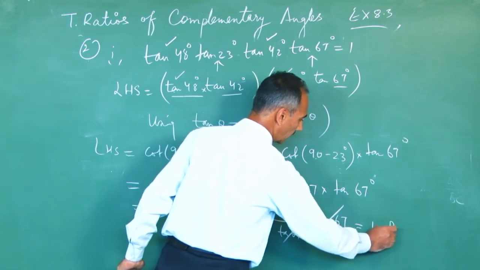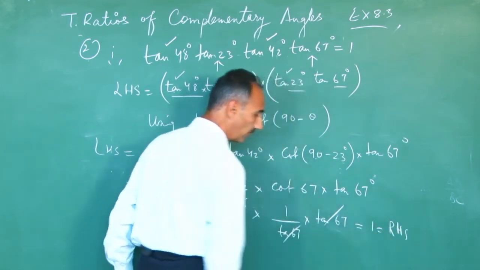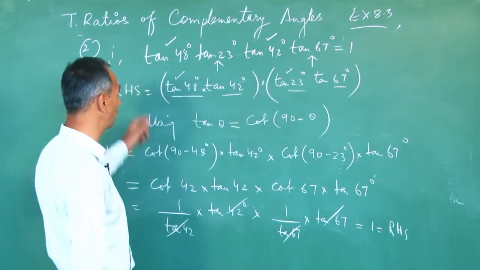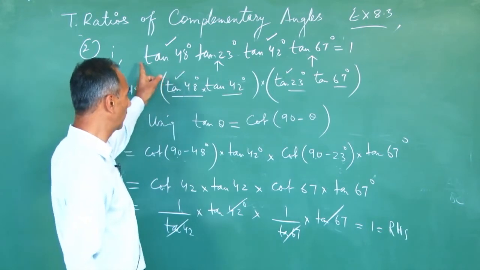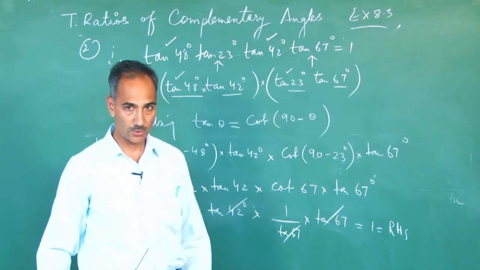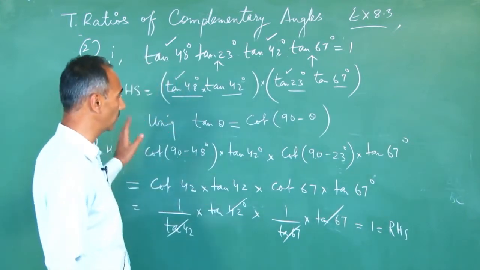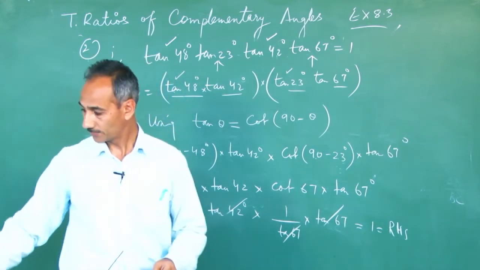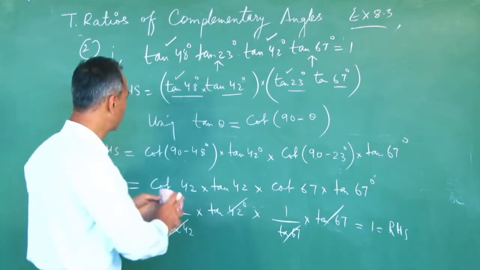That is your right hand side. So we have verified this trigonometric equation. Prove that the product of these 4 T ratios is equal to 1. So it's a case of T ratios of complementary angles.